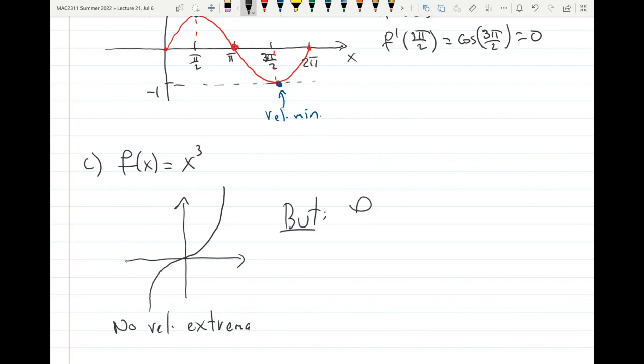But what's the derivative of x cubed? 3x squared. So what do we know about f prime of 0? What is this equal to? To 0. But this is not a relative extrema. So what this is telling us is that it doesn't mean that if the derivative is 0, then it will be a relative extrema. No. What we are saying is, if there is a relative extrema, then the derivative may either be 0 or undefined. That's a theorem that we're going to write down.